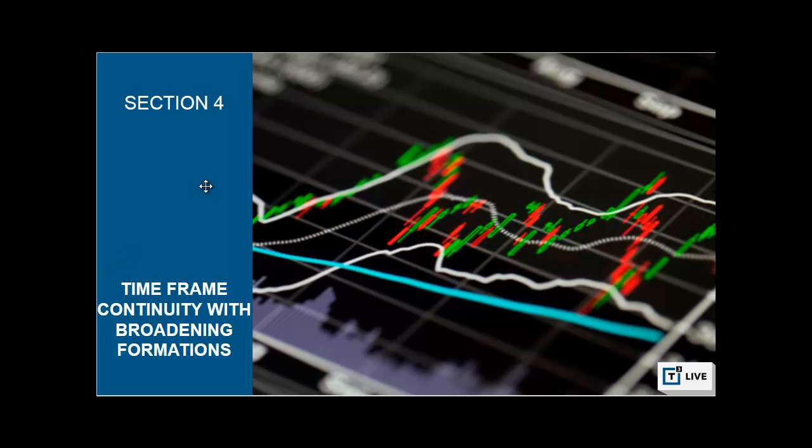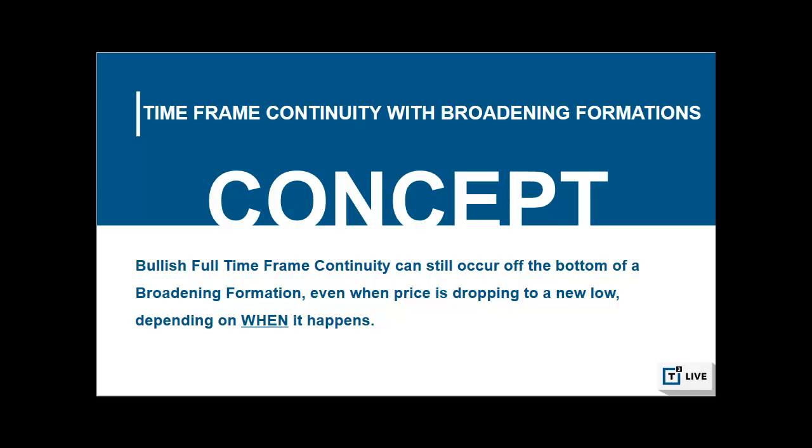Section 4, time frame continuity with broadening formations. So oftentimes when people first start to see this stuff and first start to learn it, how can we have full time frame continuity to the upside if we're at the bottom of the triangle? Obviously, the price has been dropping, right? It can still occur off the bottom of a broadening formation, even if the price has just recently hit a new low. It depends on when it happens, right? So when things occur is how that works. Time is always an important element for us. When do these breakouts occur, right?